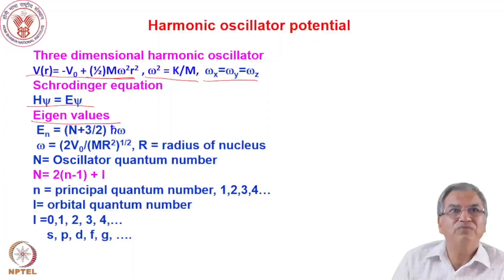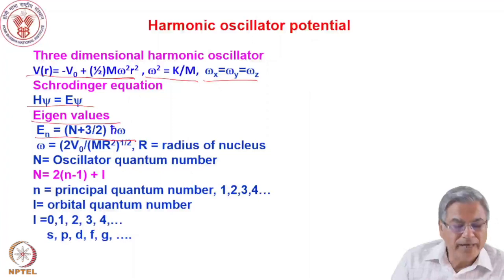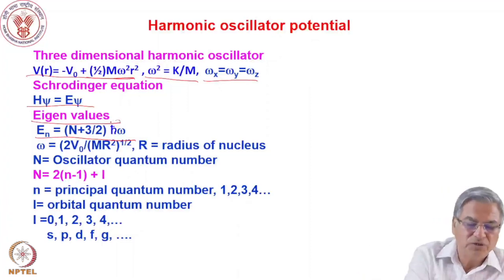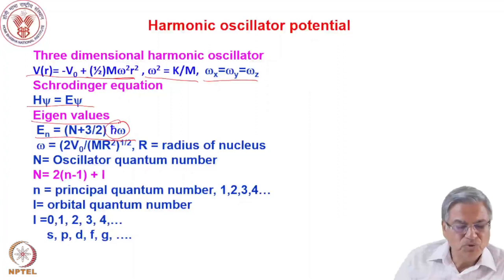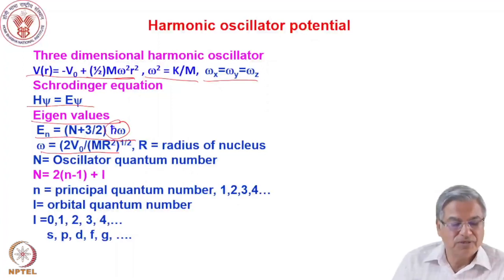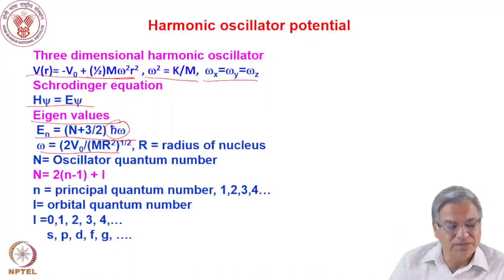The eigenvalue of this Hamiltonian will be given in terms of the oscillatory quantum number N as (N plus 3/2) h cross omega. The 3/2 is coming from the three-dimensional harmonic oscillator, and this is the unit of the oscillator energy. The frequency of oscillation can be given by the square root of 2 V0 upon m R squared, where R is the radius of the nucleus and N is the oscillator quantum number. The oscillator number can start from 0 to higher values, 0, 1, 2, 3, 4. And so, as the N value increases, the energy of the shell increases.